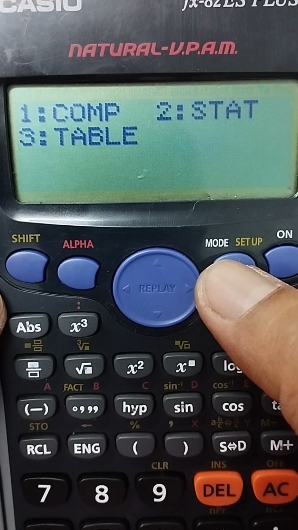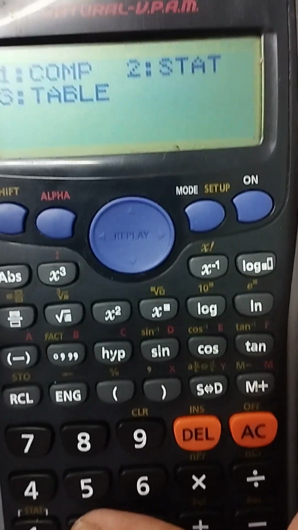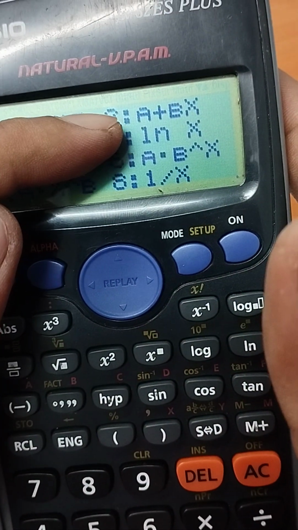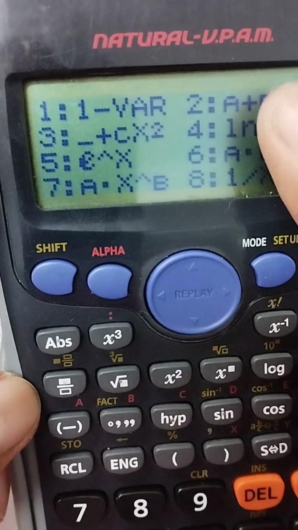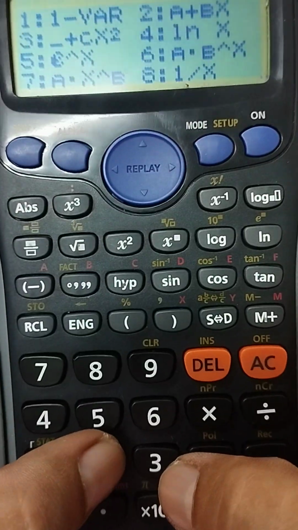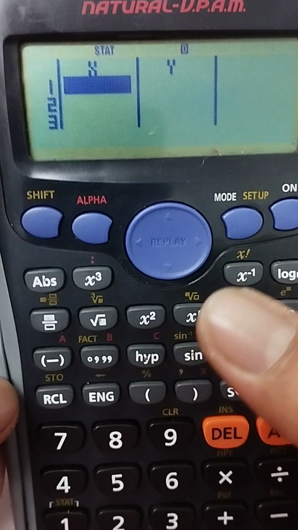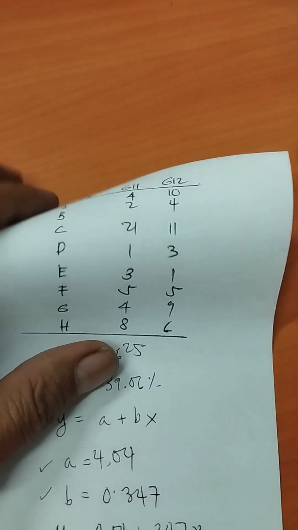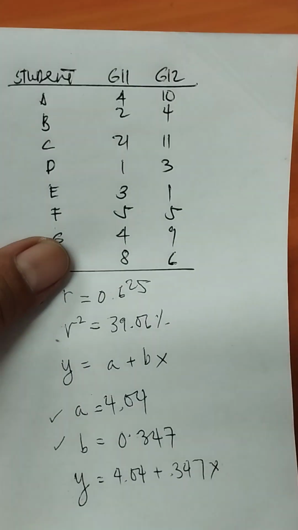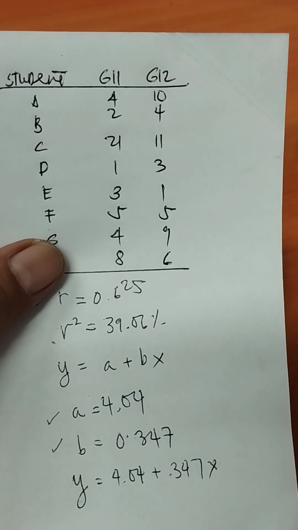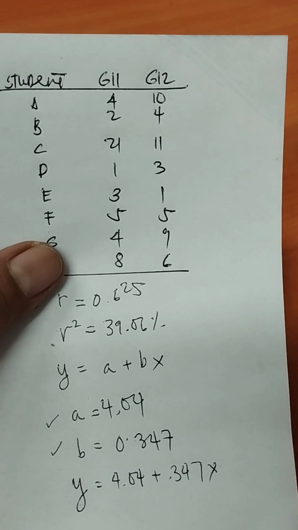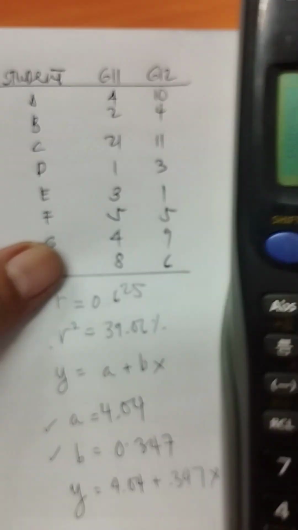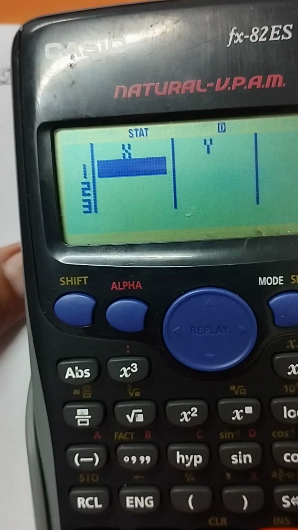So we press mode, then press 2 for stat, and then this time you look into option number 2, which is now the regression function a plus bx. So press 2. What you have is now going to be a table, which is intuitively very easy to input based on the data that we have here. So we let grade 11 be our X column, and then G12 would be for the Y column.